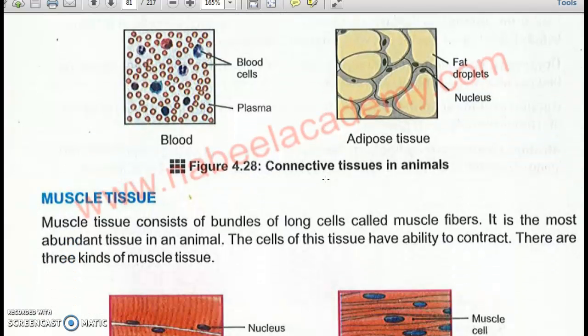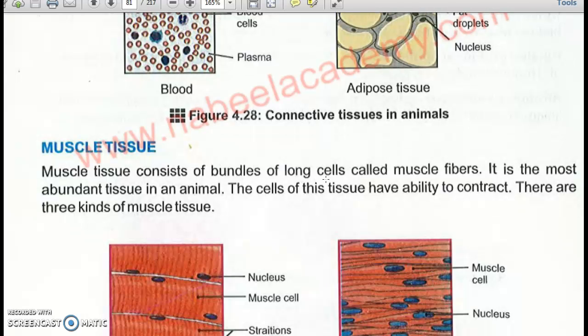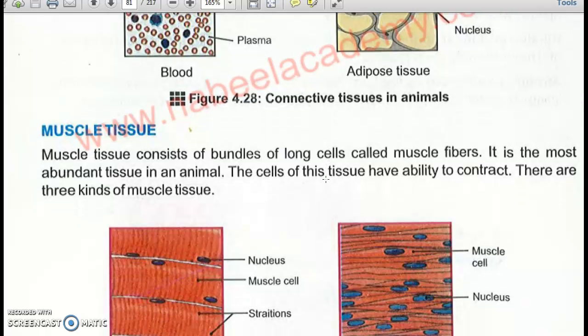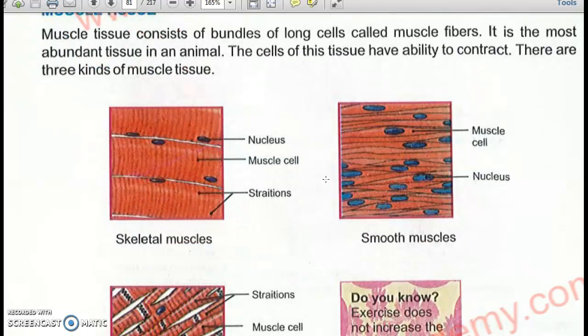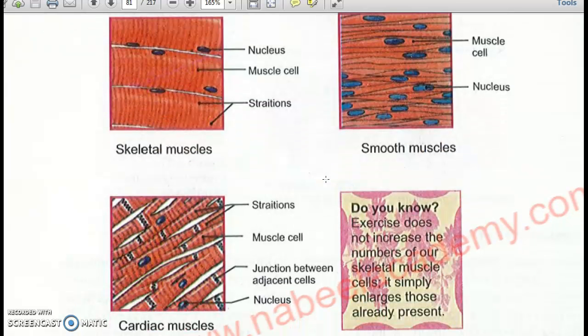The third type of animal tissue is the muscle tissue. Muscle tissue consists of bundles of long cells called muscle fibers. It is the most abundant tissue in an animal. The cells of this tissue have the ability to contract, so they are responsible for bringing about movement in the different parts of our body. In the body of an animal, there are three kinds of muscle tissues, namely the skeletal muscles, smooth muscle, and the third one is called the cardiac muscle, right?